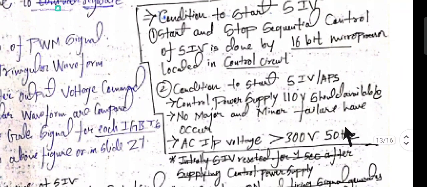We'll talk about this topic in detail in my upcoming video. I'll be discussing what actually the starting sequence and stopping sequence of the SIV are. Basically we have two contactors, auxiliary contactors and main contactors. Now this concept, AC input voltage should be greater than 300 volt, 50 hertz, will also get clear in my upcoming video. So in this video I am not discussing it in that much depth, because the video will become unnecessarily long. To prevent that, I am keeping things as simple as possible.